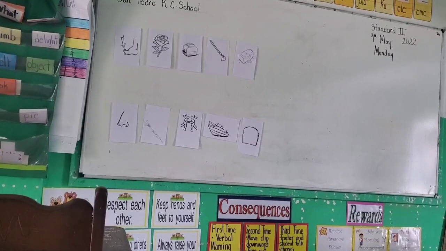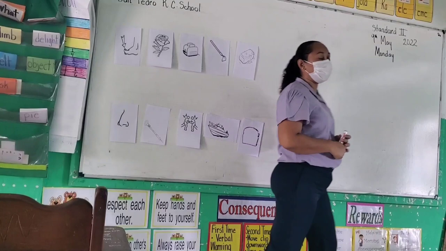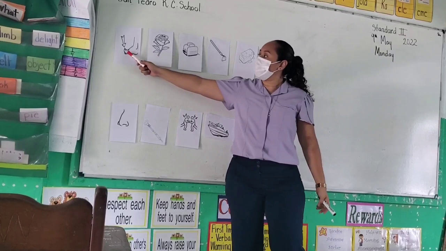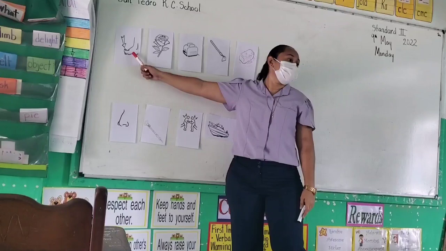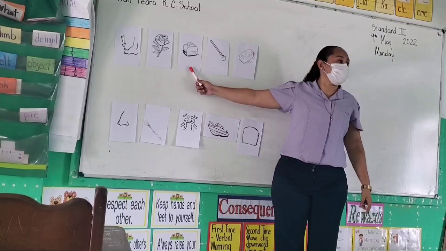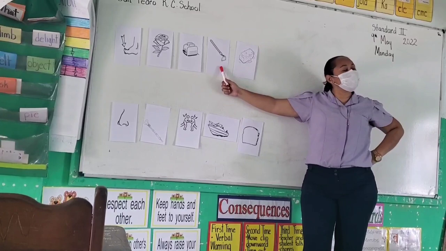Okay, let us start with these pictures. Let's look at these pictures. I want you all to name these pictures. So let's name the first one. What is it pointed to? Yes. Very good. Everybody? Toe. Second one? Rose. Very good. Again? Toast. Anybody knows what's this?